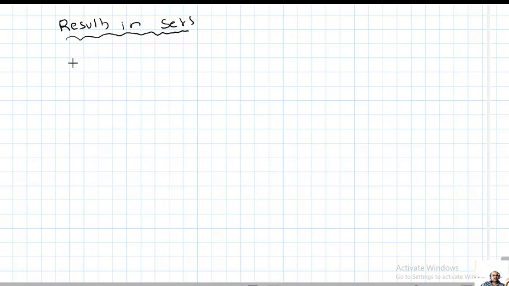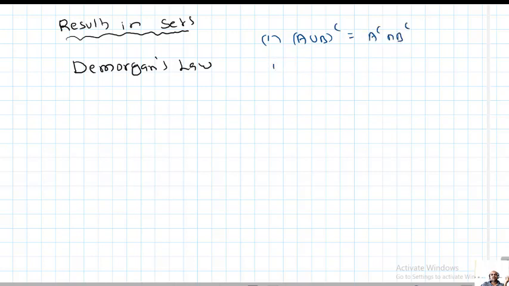Okay. First one is De Morgan's laws. We have several De Morgan's laws. First of all, I will explain two. One of them is A union B whole complement equal to A complement intersection B complement. Second is A intersection B whole complement equal to A complement union B complement.